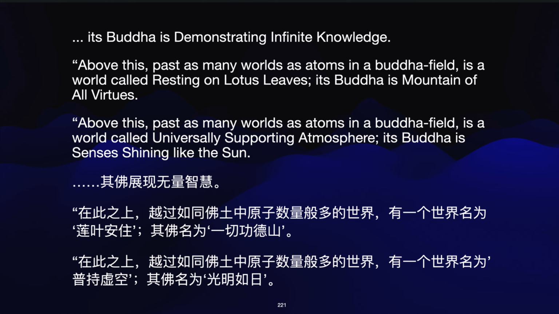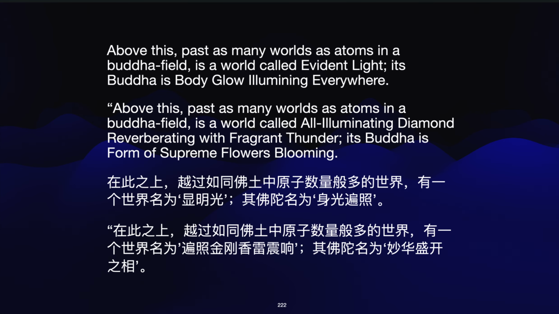Above this, past as many worlds as atoms in a Buddha field, is a world called resting on lotus leaves. Its Buddha is mountain of all virtues. Above this, past as many worlds as atoms in a Buddha field, is a world called universally supporting atmosphere. Its Buddha is senses shining like the sun. Above this, past as many worlds as atoms in a Buddha field, is a world called evident light. Its Buddha is body glow illumining everywhere.